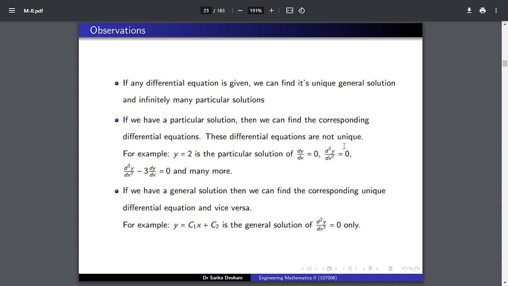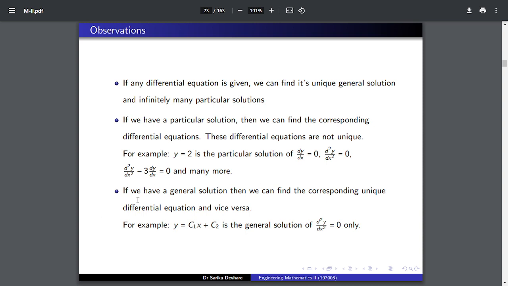Again, if we find a differential equation from its particular solution, then these differential equations are not unique. So consider this example: y equal to 2 is a particular solution of these differential equations, dy by dx equal to 0, d2y by dx square equal to 0, and also this differential equation and many more.